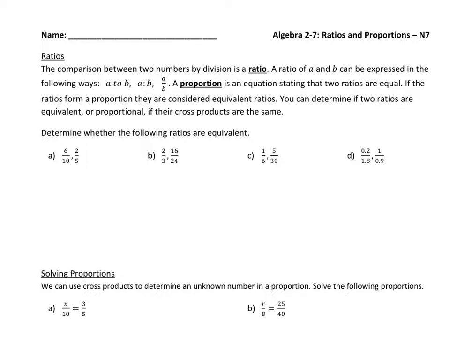A proportion is an equation stating that two ratios are equal. If the ratios form a proportion, they are considered equivalent ratios. You can determine if two ratios are equivalent or proportional if their cross products are the same. Determine whether the following ratios are equivalent. Let's take a look at A.